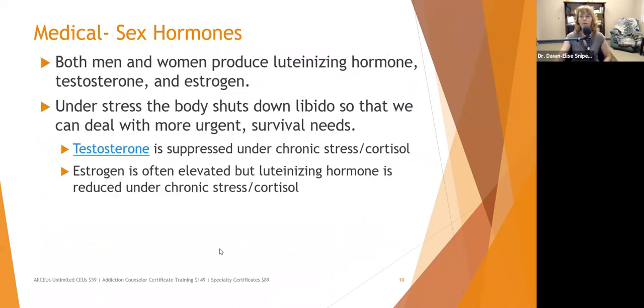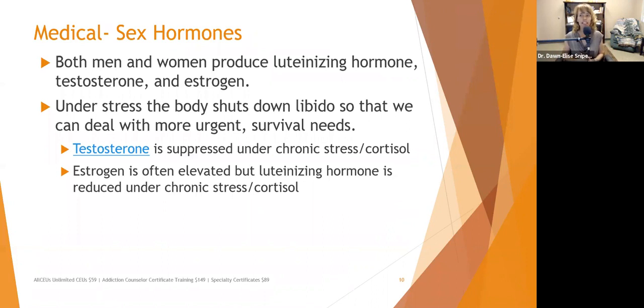Both men and women produce luteinizing hormone, testosterone, and estrogen. Okay, so guys have estrogen, and women, we've got testosterone. We have it. It's just in differing amounts. One of the interesting things is when the body's under stress, it shuts down libido so we can deal with our survival needs. Your body's HPA axis goes off. It says there's a threat. You don't need to worry about reproducing right now. You need to worry about surviving.